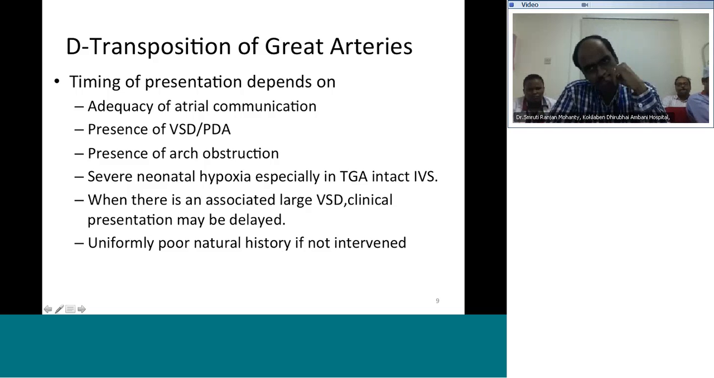The occurrence of cyanosis will be very early in the neonatal period in TGA with intact ventricular septum, and in those who have a large VSD or large PDA, the presentation may be delayed.